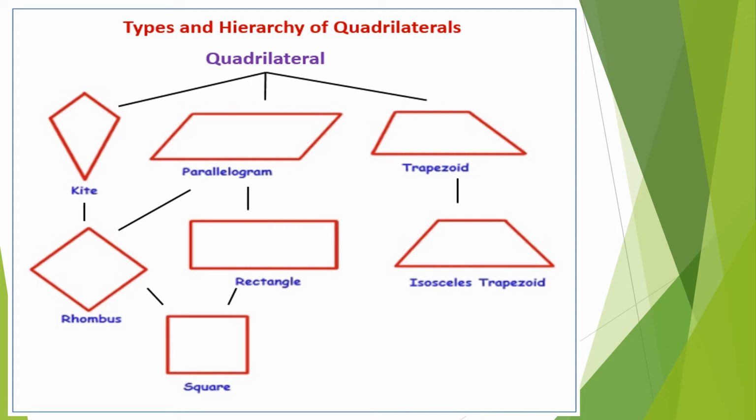So trapezoid and isosceles trapezoid are the same kind of quadrilaterals. That means isosceles trapezium comes under the trapezium category. Then rhombus, square and rectangle come under the parallelogram category. Sometimes a rhombus can also be considered as a kite.